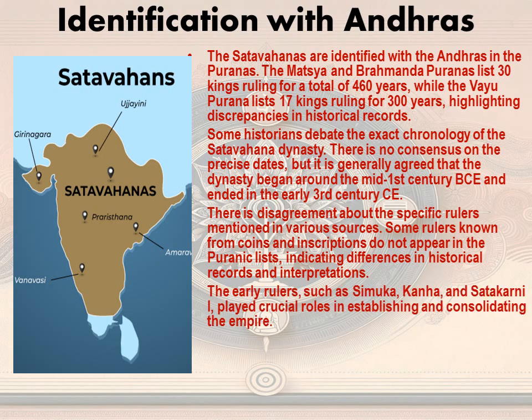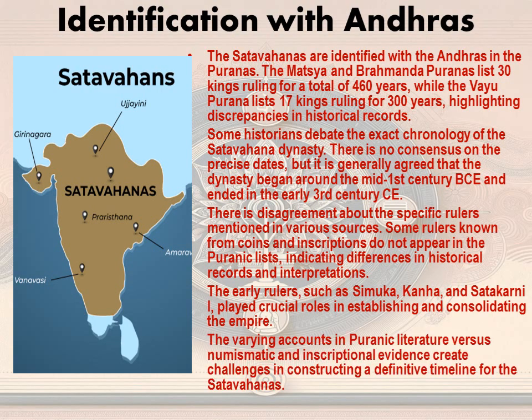The early rulers such as Simuka, Kanha and Satakarni I played crucial roles in establishing and consolidating the empire. So there were earlier rulers, especially Simuka, Kanha and Satakarni I. They were very important in the foundation of the Satavahana dynasty. The various accounts in the Puranic literature versus the numismatic and inscriptional evidence create challenges in constructing a definitive timeline for the Satavahanas. So the conflicting opinions in different kinds of sources make it difficult to construct a definite date or a definite timeline for the Satavahana dynasty.